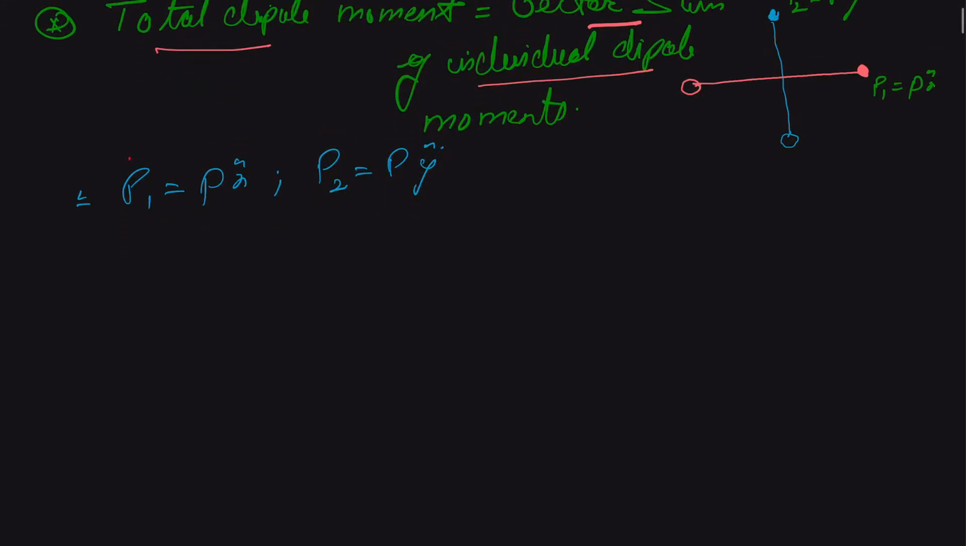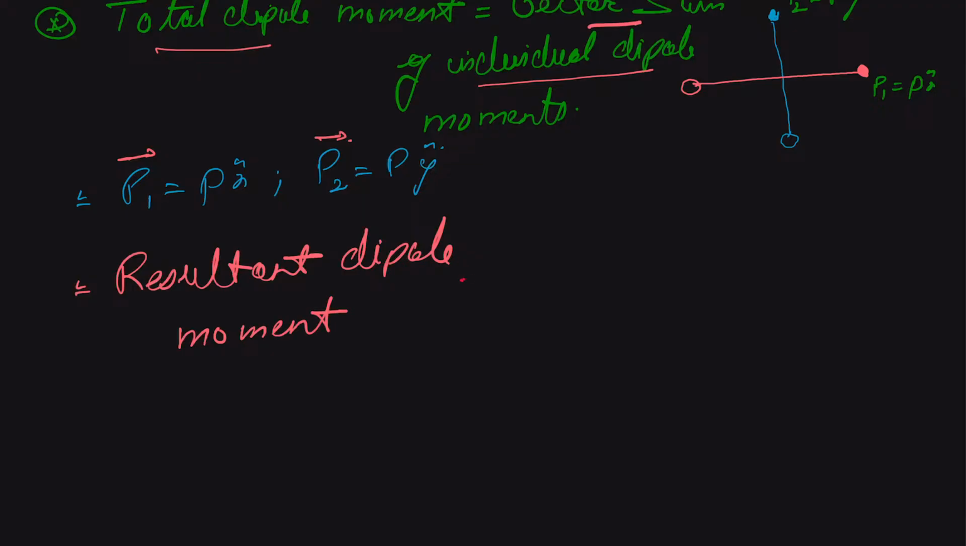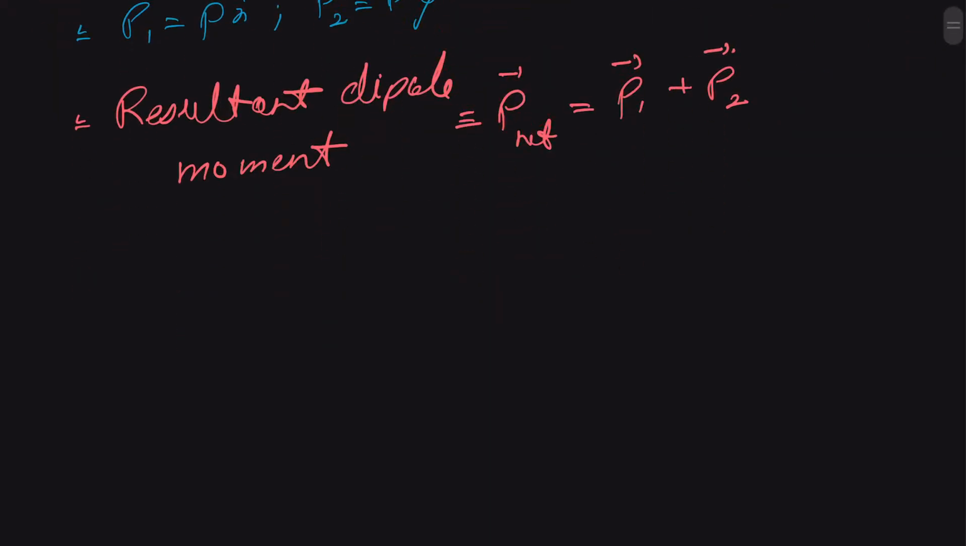Therefore our resultant dipole moment, let us suppose that is our P net, will be equal to P1 plus P2, or in terms of magnitude we can write our P net will be equal to the square root of P1 square plus P2 square, and individually both are equal to P. So this will be coming as P square root of 2. Okay, so this was quite straightforward.